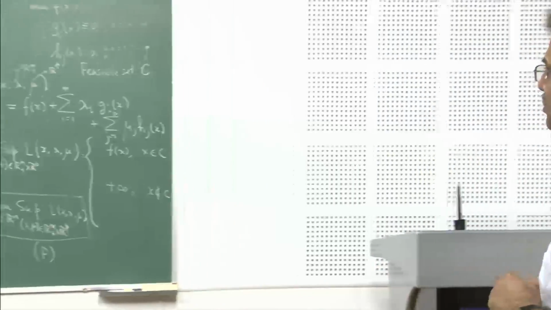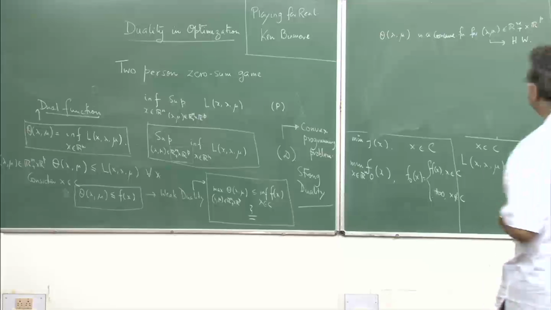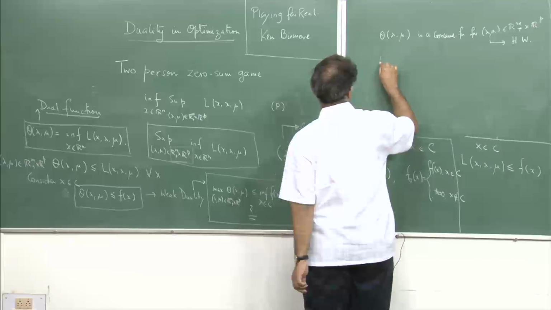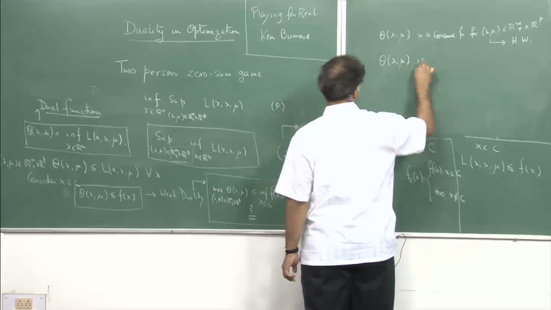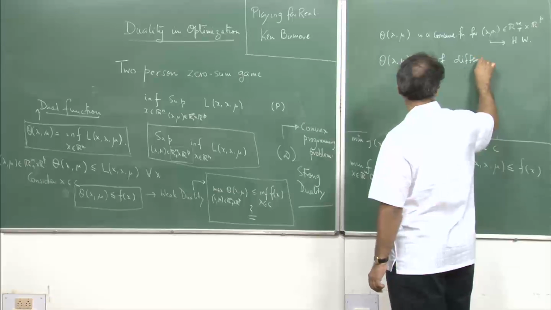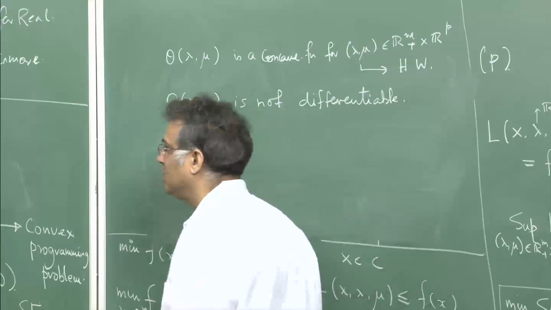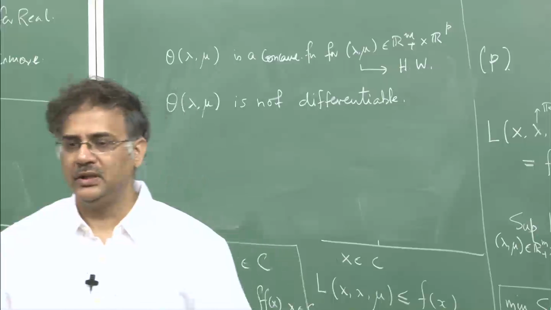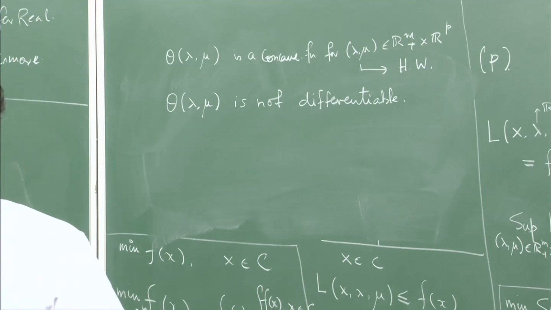But the dual problem has one major disadvantage. The major disadvantage is as follows. This is not differentiable at every point. See, this is very important to know that this is not differentiable, because you are basically minimizing.